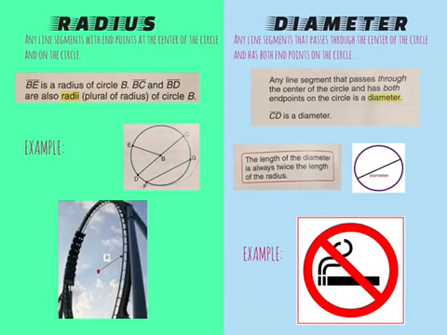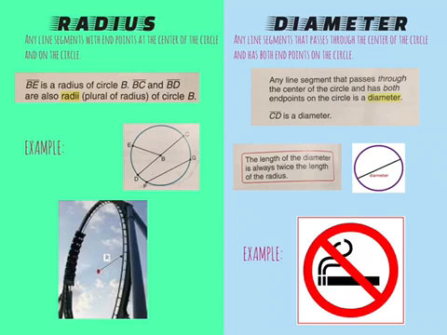Radius. A line segment with endpoints at the center of the circle and on the circle. BE is the radius of circle B. BC and BD are also radii, the plural of radius, of circle B.